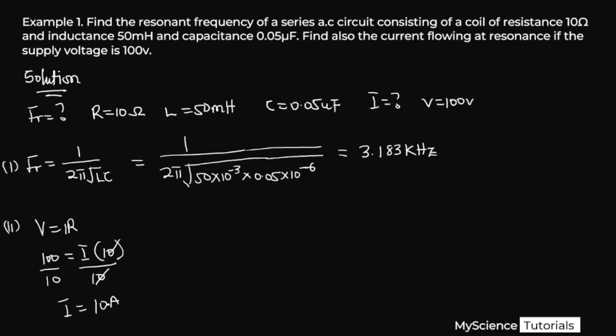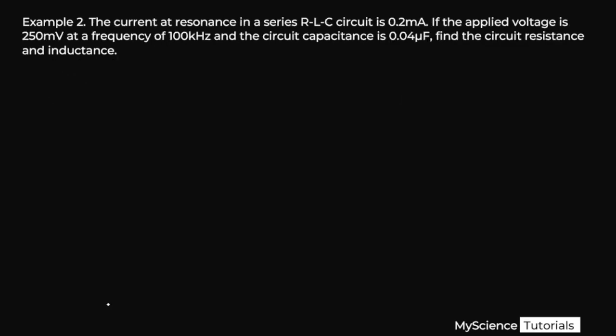Right, so let's look at the next example. Example number two: the current at resonance in a series RLC circuit is 0.2 milliamperes. If the applied voltage is 250 millivolts at a frequency of 100 kilohertz and a circuit capacitance of 0.04 microfarad, we have to find the circuit resistance and inductance.